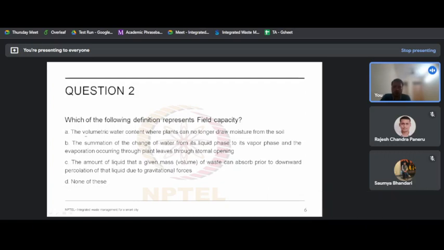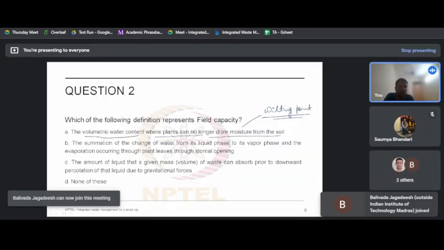So the volumetric water content, let's take each option one by one, where plants can no longer draw moisture from the soil. So this is called the wilting point. This will be called the wilting point. So this will be like the point where the soil will get almost dried up and the plants will not be able to survive. So this will be like a minimum moisture level within the soil.